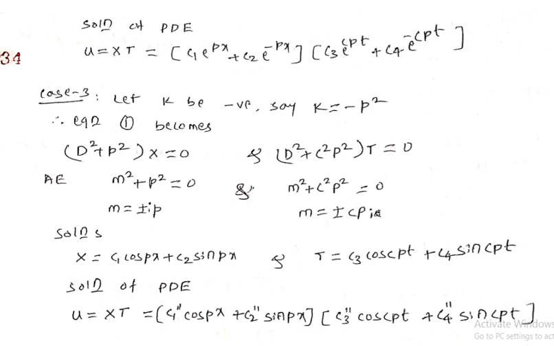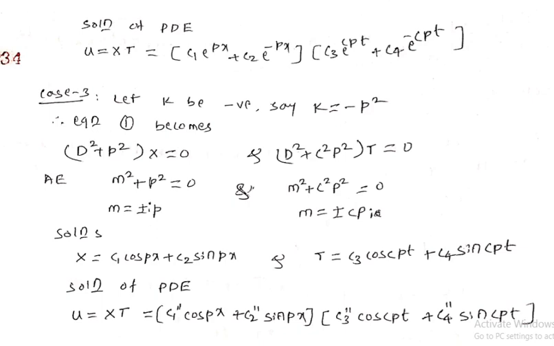Now in case number 3 we substitute k equal to minus p squared. So using k equal to minus p squared again in equation number 1, we get D squared plus p squared X equal to 0, and D squared plus c squared p squared T equal to 0. Because of minus p squared, the minus sign changes to plus here. After dividing by x and t on both sides, the remaining terms are D squared plus p squared, so its auxiliary equation is m squared plus p squared equal to 0, or m squared equal to minus p squared, or m equal to plus or minus ip.